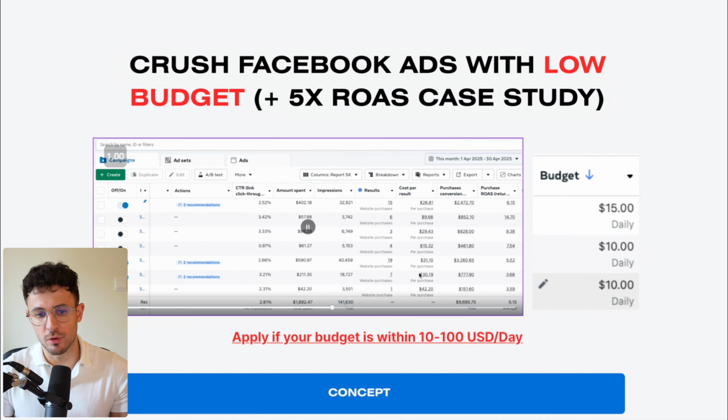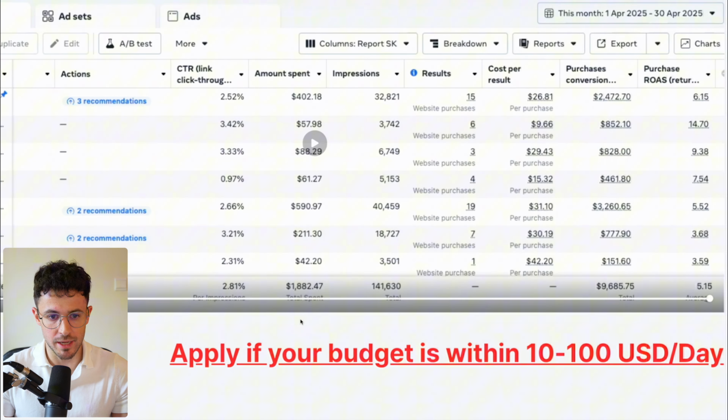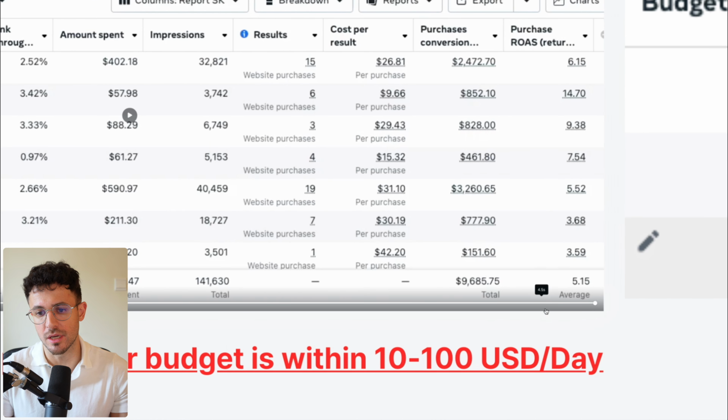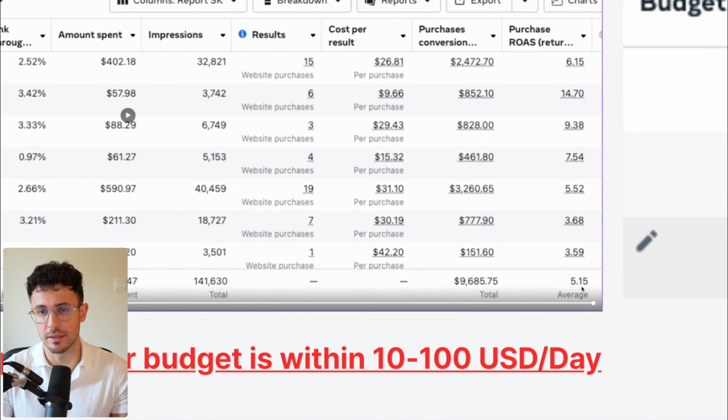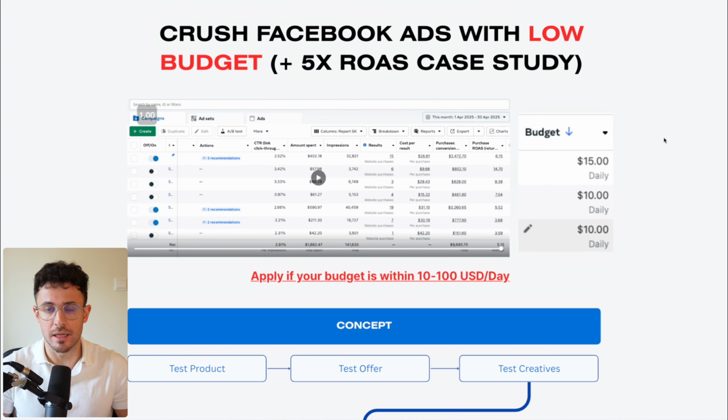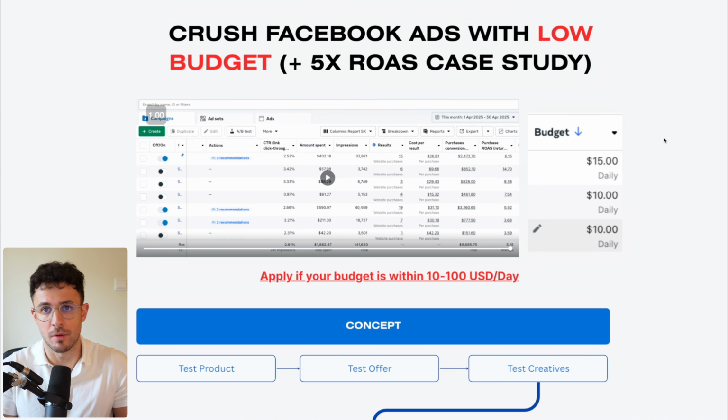As you can see, this month of April, we have spent 1.8K and we have generated 9K, with a 5.15x return on the ad spend. And as you can see from this screenshot here, there are some ads that have a budget which is basically as low as 10 USD per day. In this video, we'll go through the concept behind this strategy and the way that you should run your ads when you're not spending much money, and how you can actually generate the kind of results that you see here in the screenshot.